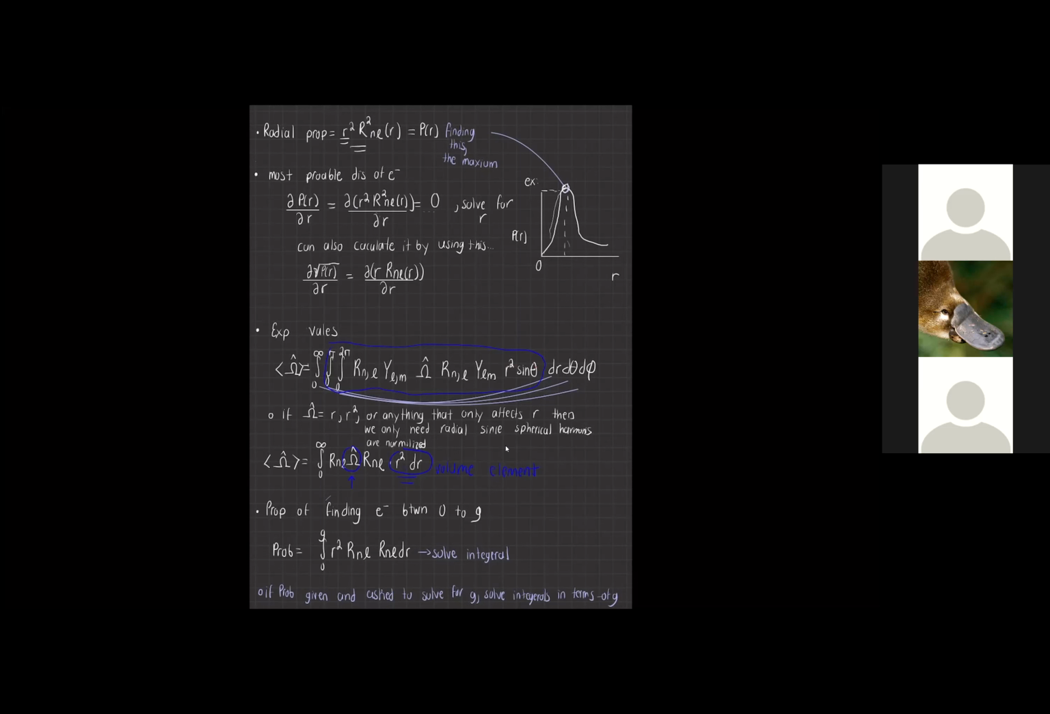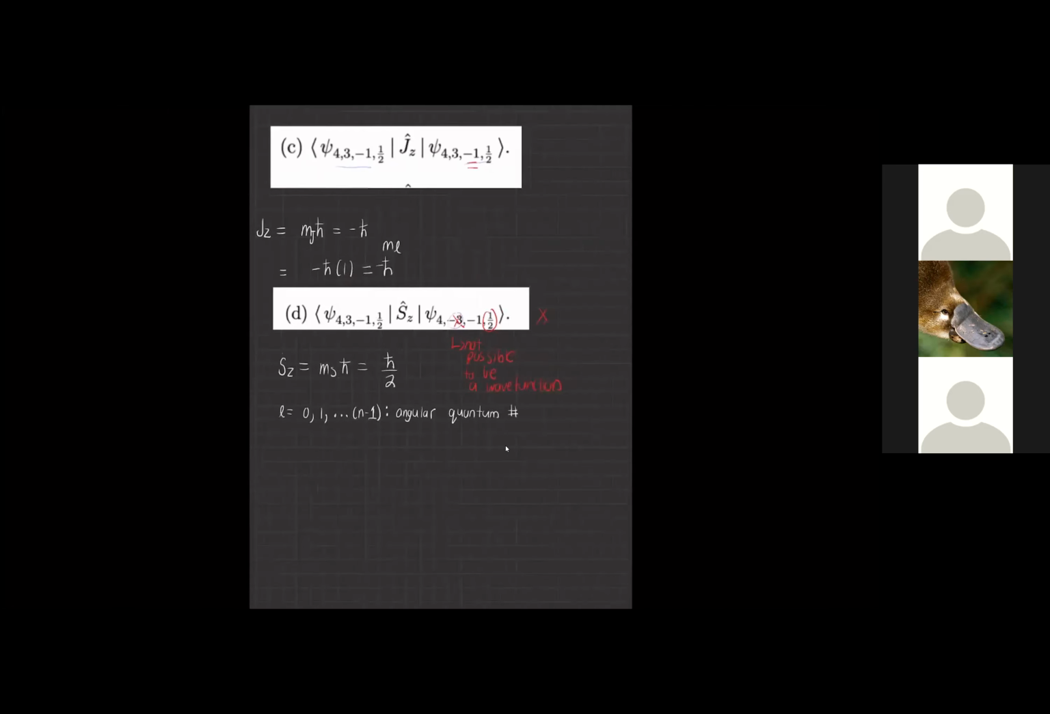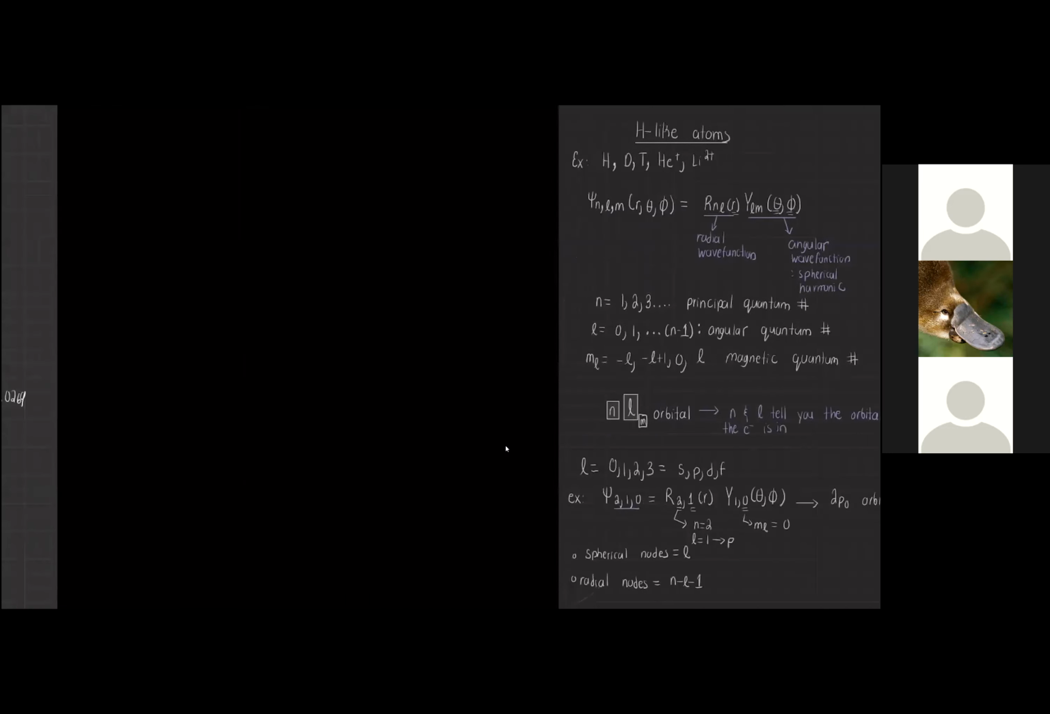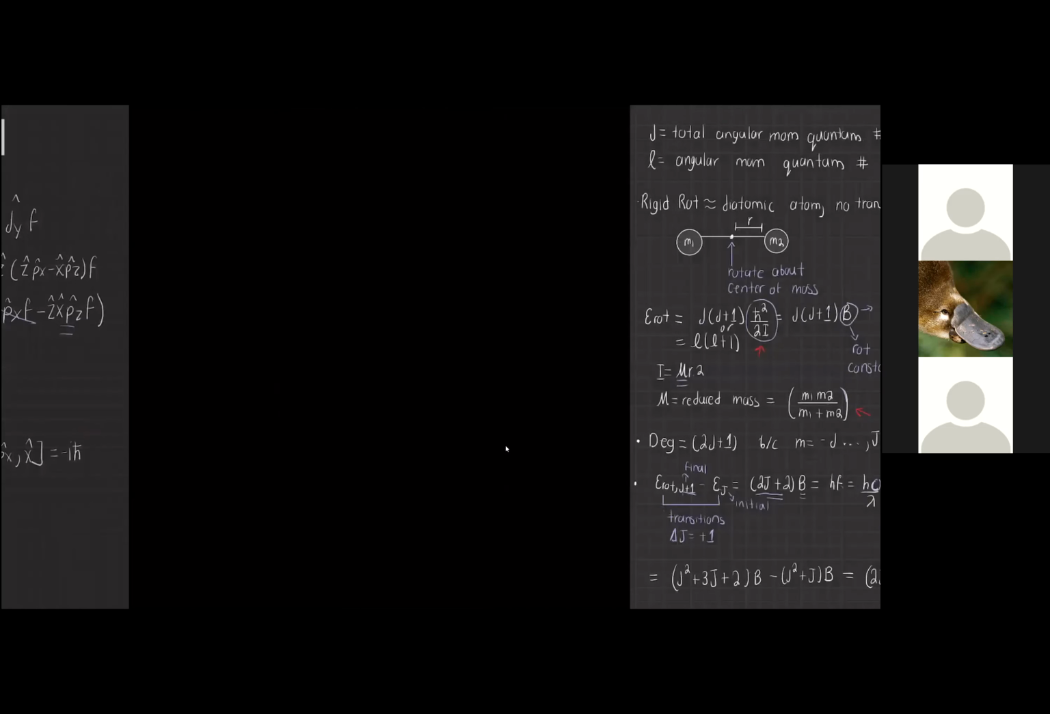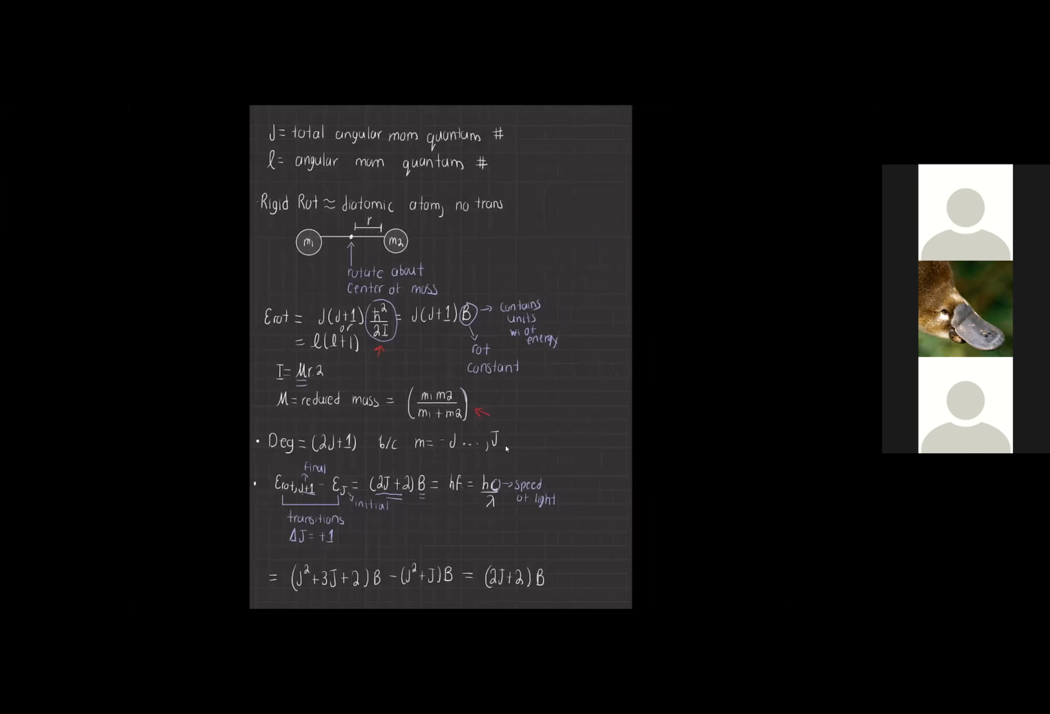Let's see, I think I have notes for that. It's back here. Wait, do I have notes? Oh, I do. Yes, I do. So if you look at this here, J is your rotational. Basically, think of a rigid rotor. It's two atoms connected to each other, and it rotates about the center of mass. Now, the J quantum number tells you the rotational energy.